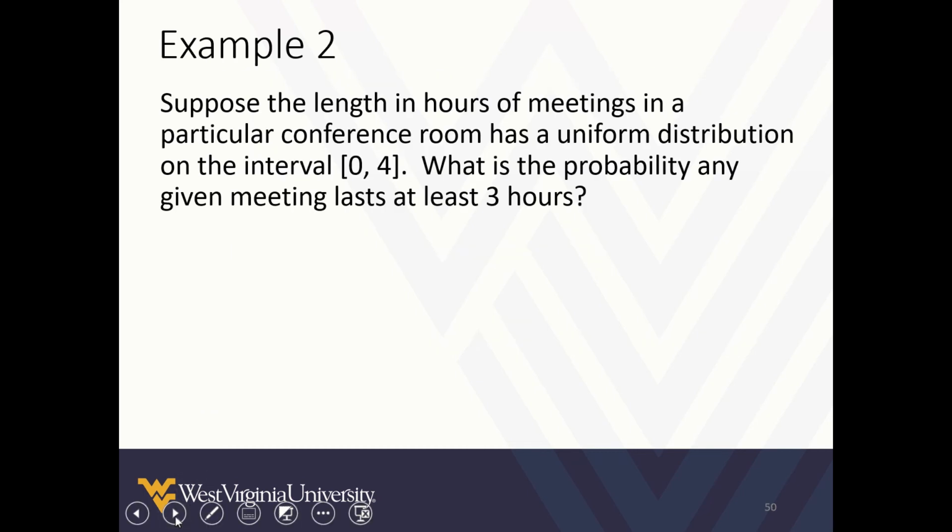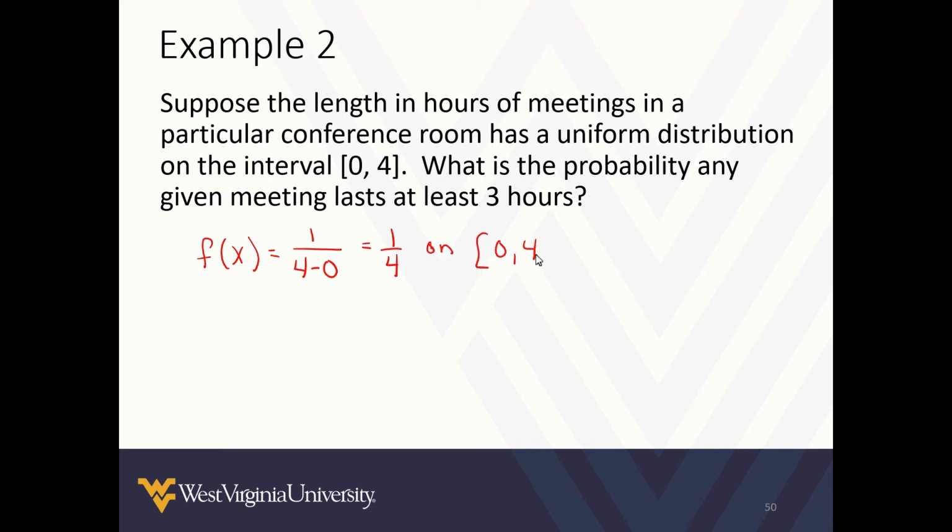Let's do a quick example. Suppose the length in hours of meetings in a particular conference room has a uniform distribution on the interval from 0 to 4. What is the probability any given meeting lasts at least 3 hours? Now, there are multiple ways that we could calculate this. One way would be to use calculus. We can tell that f of x is going to be 1 over 4 minus 0, which will equal 1/4. And this is on our bounds from 0 to 4.